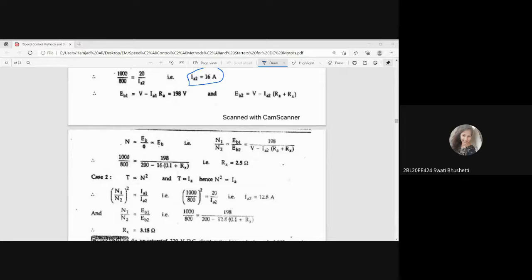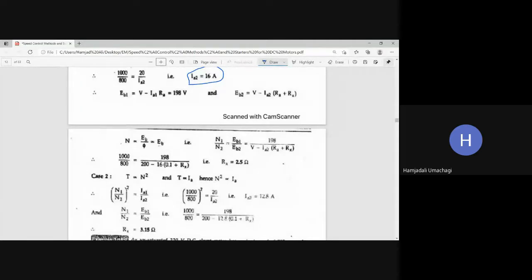So now we will see the second case where torque is directly proportional to N square, the speed of the motor. So torque is directly proportional to N square. And also we know that torque is directly proportional to Ia for a DC shunt motor. So now in this case, torque is the same. So I can write that N square is directly proportional to Ia. Yes or no? N square is directly proportional to Ia because on both sides torque is the same.